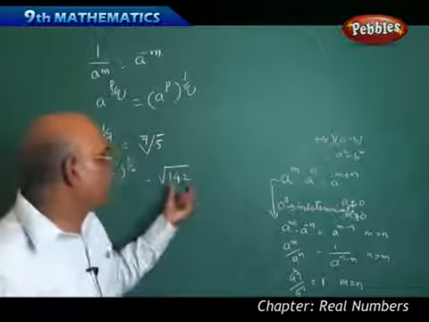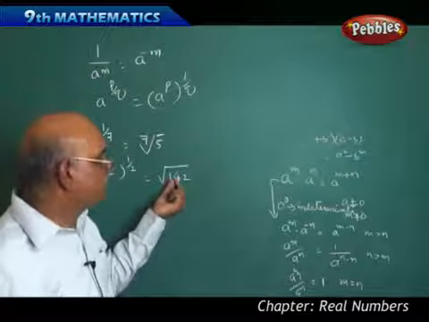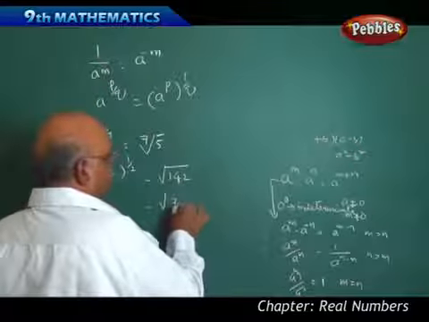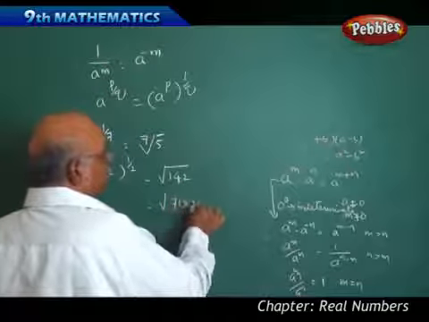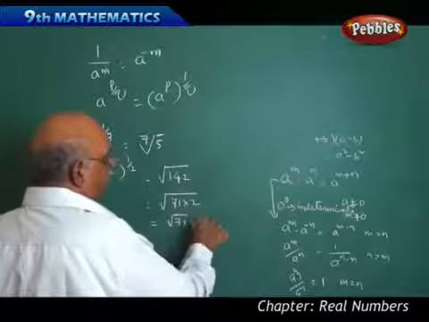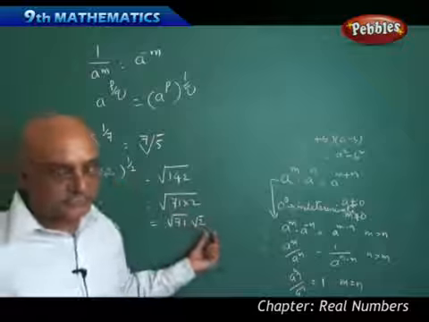But if any possibility for factorization is there, we can do that. 142 is 2 times 71, so I can express this in the form of root 71 into root 2. That is a product of two surds.